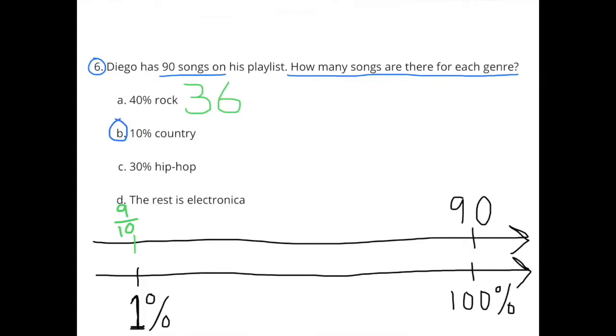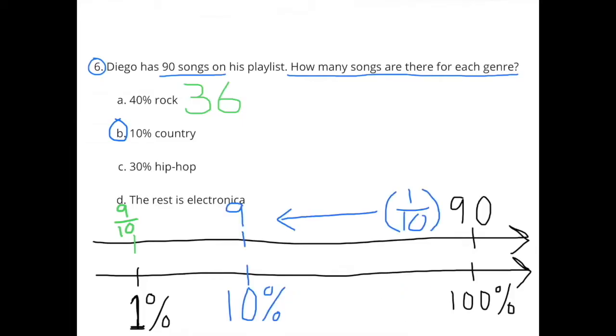B. 10% country. I'll go ahead and use the same double number line again, only this time I'm going to multiply 100% by 1/10. That would give me 10%. Next, I multiply 90 by 1/10, and that gives me 9. Diego has 9 country songs on his playlist.